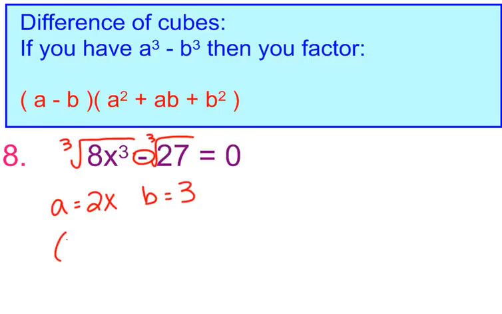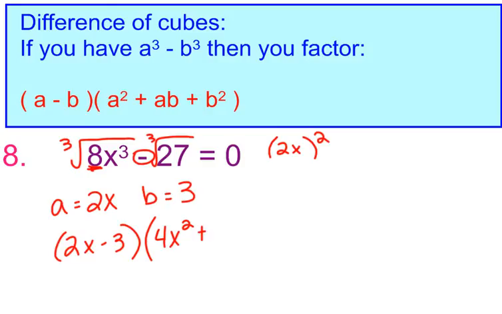Formula is a minus b, so 2x minus 3 times a squared. So when I'm doing 2x squared, remember you have to square the 2 and square the x. It could be written like this. So this is going to actually be 4x squared. A lot of students will write 2x squared here. So if you ever make a mistake when you have a number in front of this x cubed, double check that because that's the most common mistake made. And then I have plus a times b, so plus 2x times 3, plus b squared. b is 3, so 3 squared is 9.